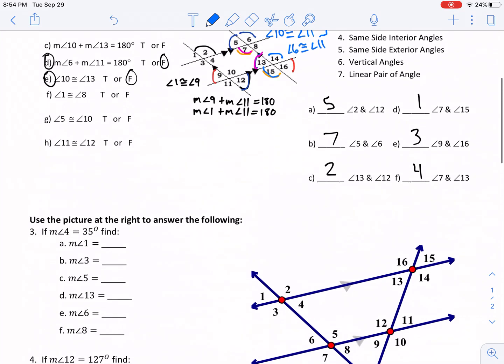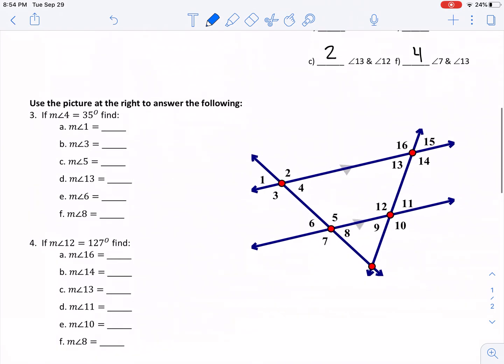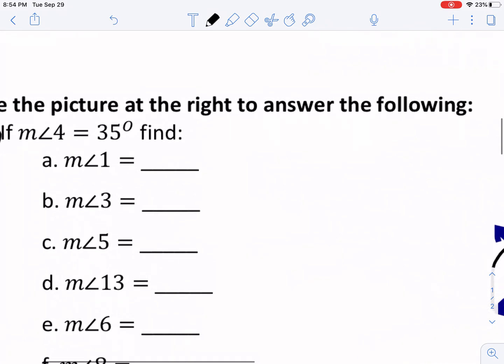Okay, then I also wanted to look at an example here. Let's look at example 3. Okay, it says if the measure of angle 4 is 35 degrees, we want to find these other measures. So the first one it says is the measure of angle 1 here. Well, notice, what are angle 1 and angle 4 making? Vertical angles. What do we know about vertical angles? They're congruent. So if angle 4 is 35 degrees, angle 1 is 35 degrees.